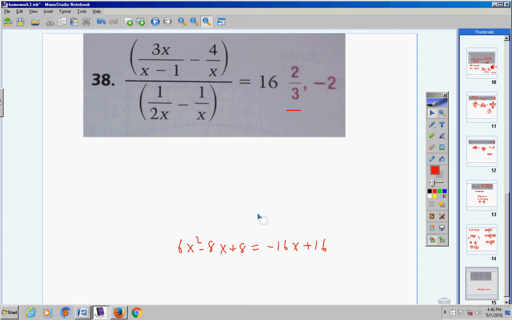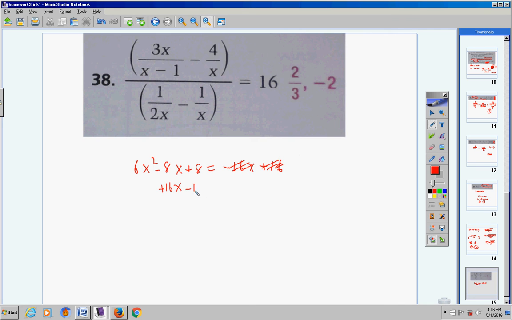Let's get one side equal to 0, and then we can hopefully factor or use the quadratic formula. Okay, bring the negative 16x over, make it a positive 16x. Bring the positive 16 over, make it a negative 16. I'm left with 6x squared positive 8x negative 8 equals 0. Now I can divide everything by 2 to make this smaller, which is a good idea, and that'd be 3x squared positive 4x negative 4 equals 0.